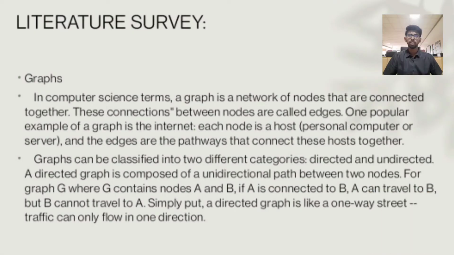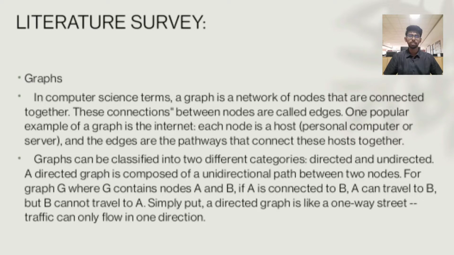Literature survey. Graph. In computer science terms, a graph is a network of nodes that are connected together. The connections between nodes are called edges. One popular example of a graph is the internet. Each node is a host, and the edges are the pathways that connect these hosts together. Graphs can be classified into two different categories: directed and undirected graphs.